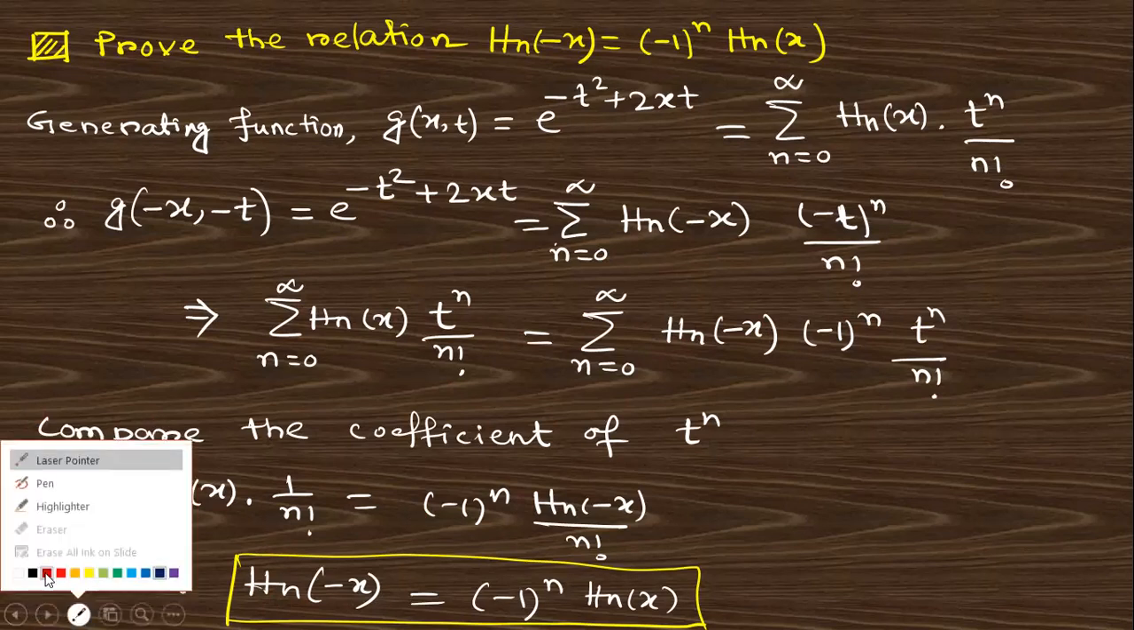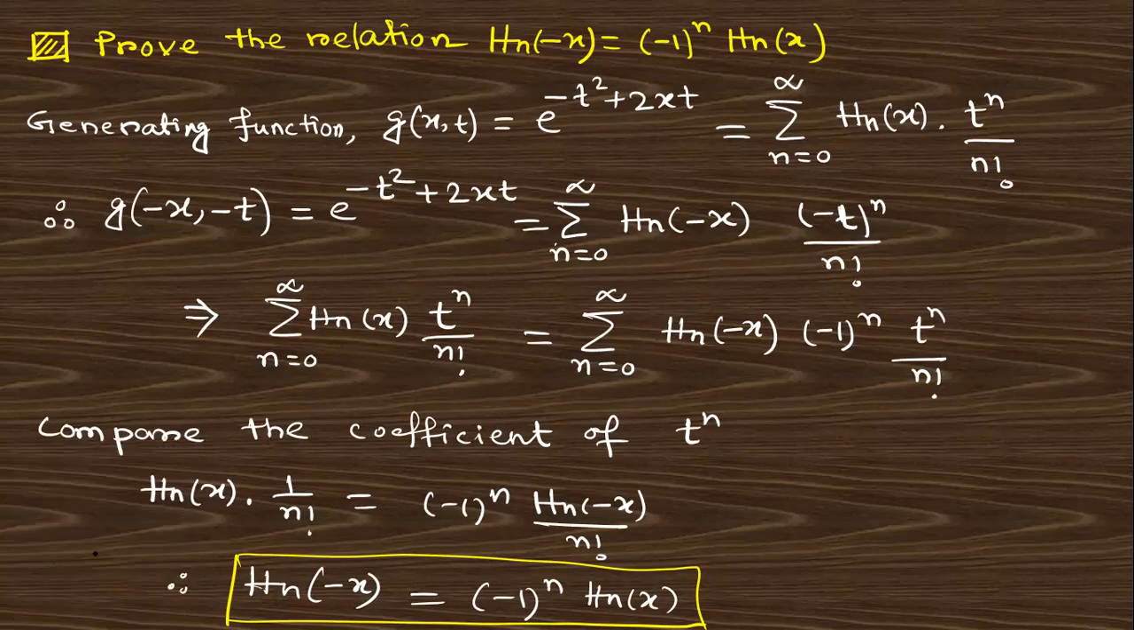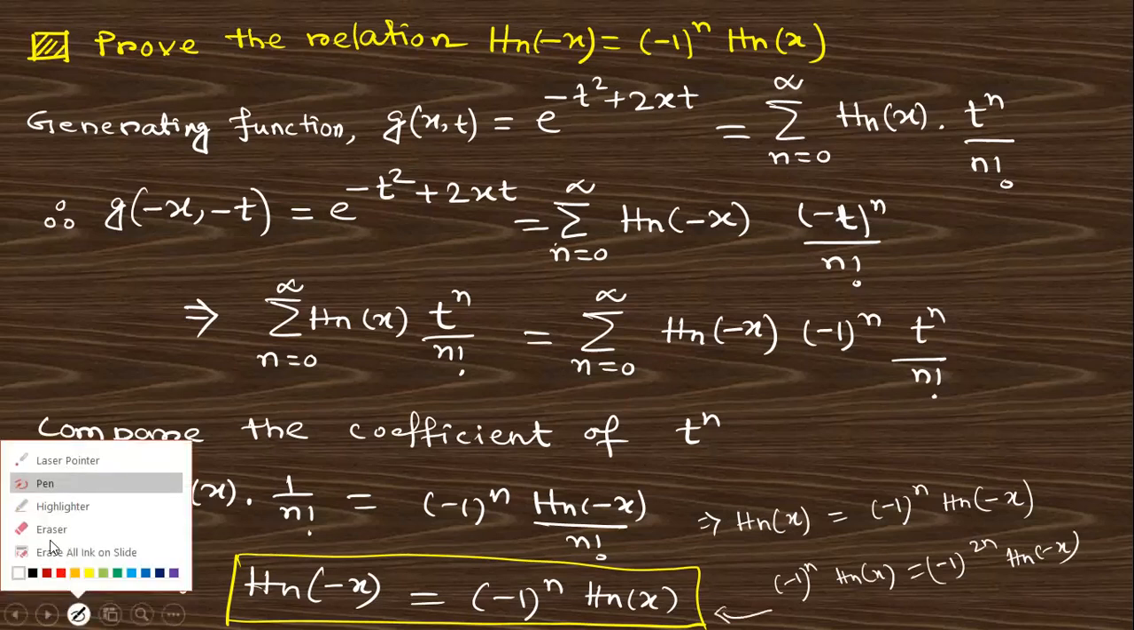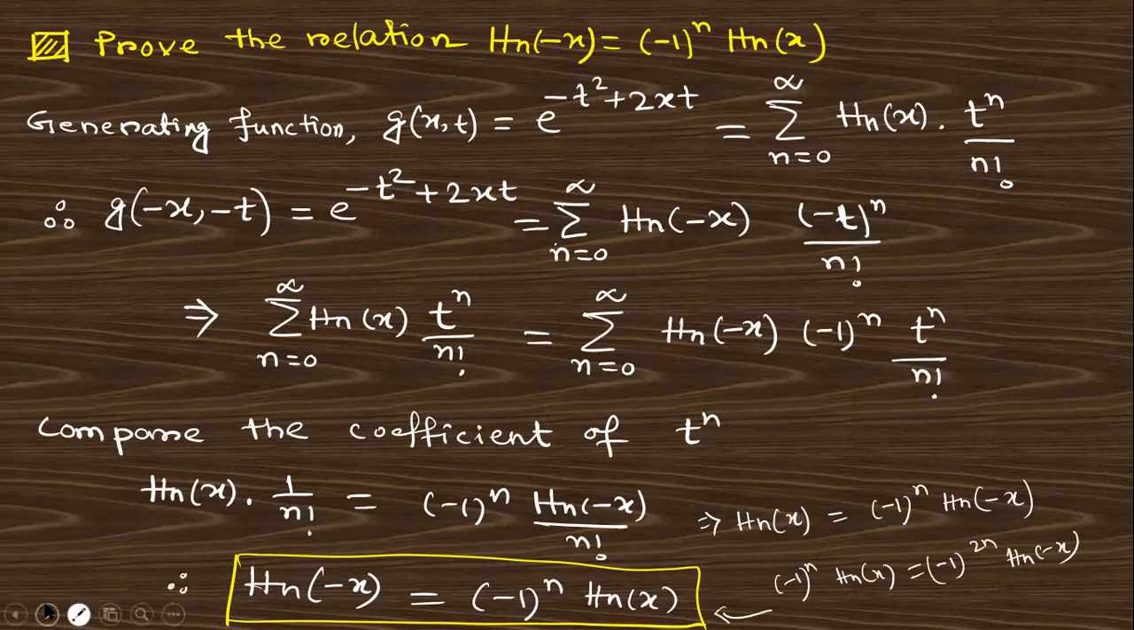Actually, in this form we will get h_n(x) equals (-1) to the power n h_n(-x). Just multiply both sides by (-1) to the power n, you will get h_n(x) into (-1) to the power 2n h_n(-x), and this is nothing but positive, so you will get this relation. Okay, and this is another important relation for parity checking of any function.